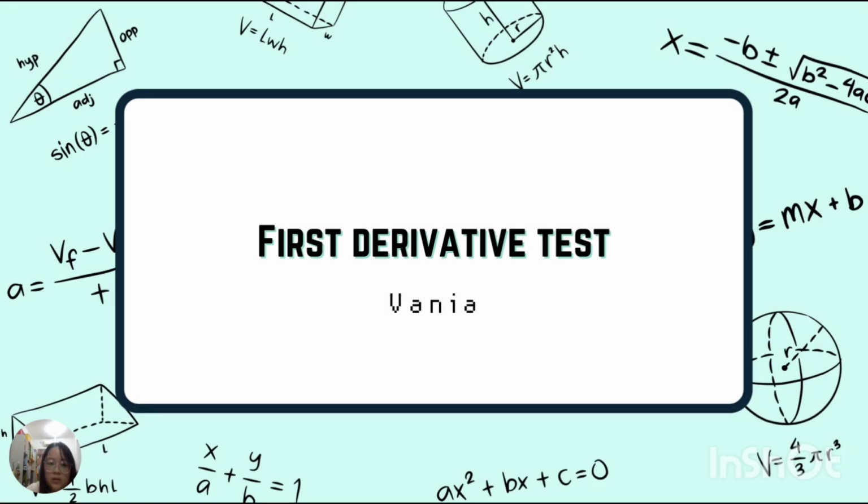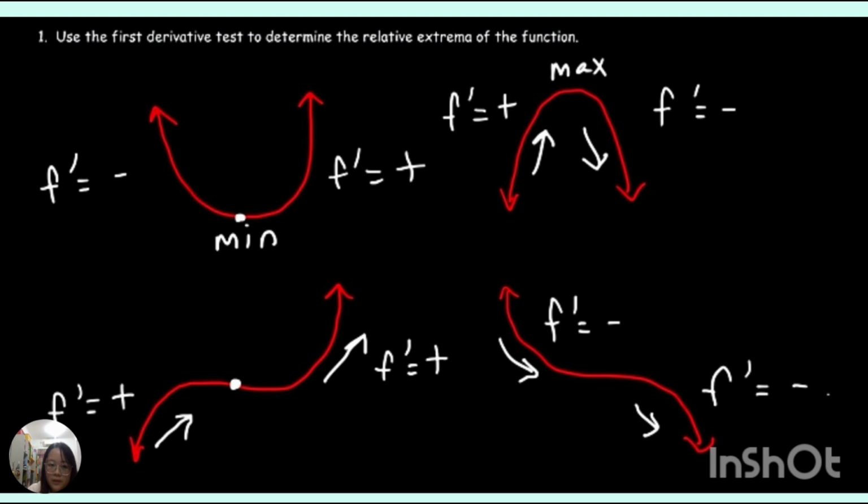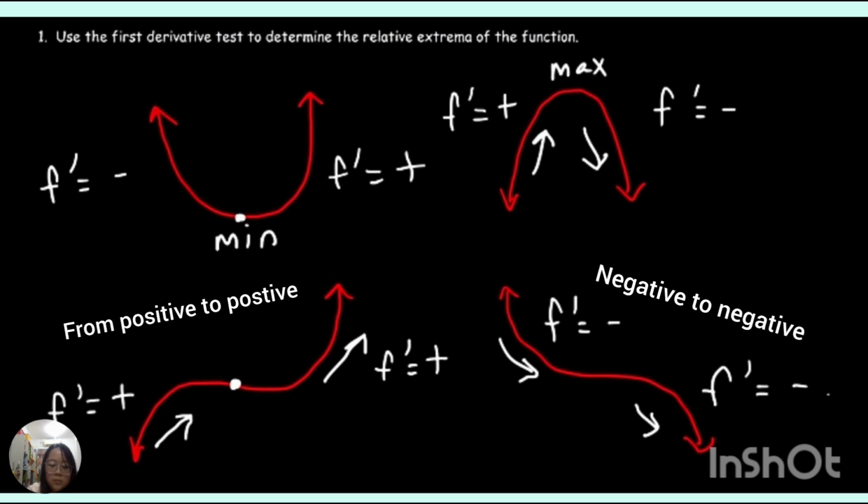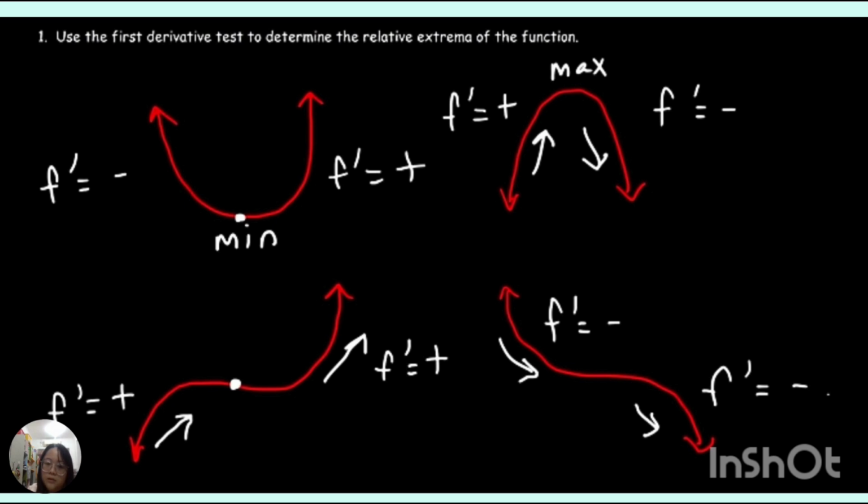So today I'm going to explain what the first derivative is. The first derivative has three graphs. The first one is minimum, the second one is maximum, and the last one is no extrema. For the minimum, it comes from negative to positive, and for the maximum, it comes from positive to negative, and for the non-extrema, it comes from positive to positive. So the graph doesn't change. If the graph doesn't change, like positive to positive and negative to negative, it will be a non-extrema graph.